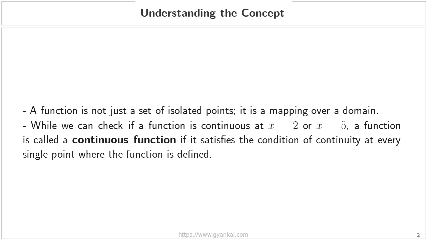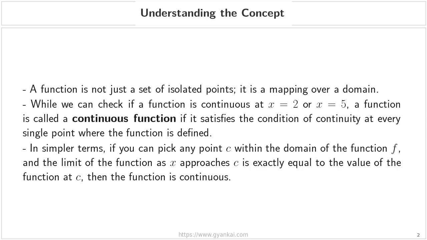A function is officially called a continuous function if it satisfies the condition of continuity at every single point where the function is defined. To put this in simpler terms, imagine you can pick any arbitrary point, which we will call c, within the domain of the function f. If the limit of the function as x approaches c is exactly equal to the actual value of the function at c, and this remains true regardless of which point you choose, then the function is considered continuous. Having established this conceptual understanding, we will now move to the next slide to examine the formal mathematical definition and the specific requirements that must be met.